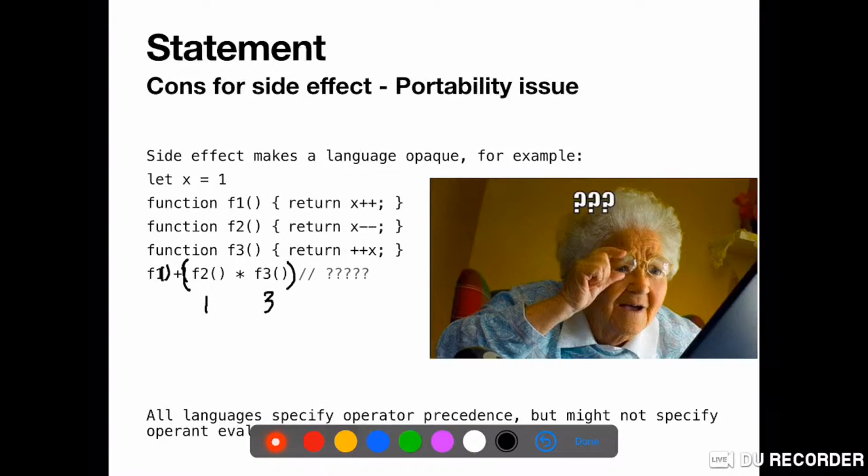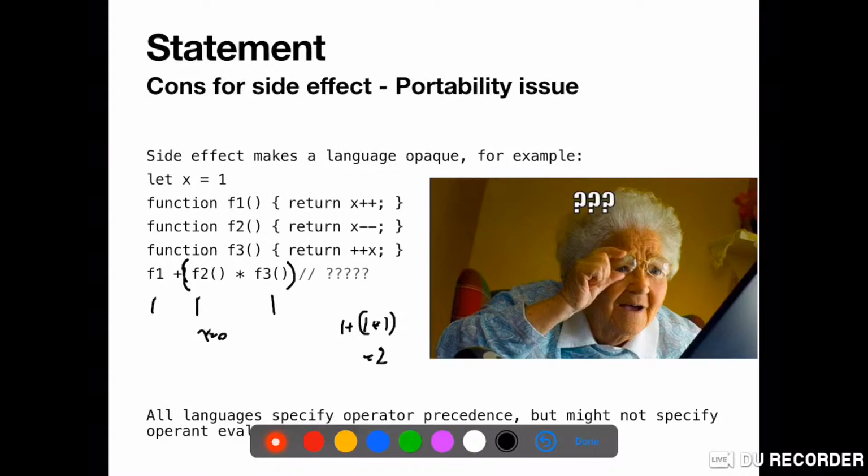Then, oh wait, sorry, F2 is minus, so F2 is minus and returns the value before, so it's 1 here. Now x becomes 0. Now F3 would do a plus, returns the value after. And then F1 would do a plus, returns the value before. So we get 1 plus 1 times 1, 1 multiplied by 1, so we get 2.